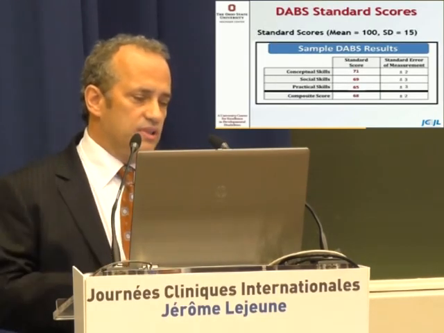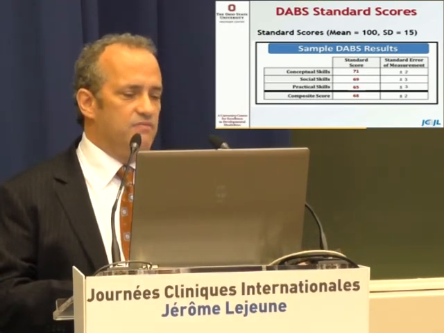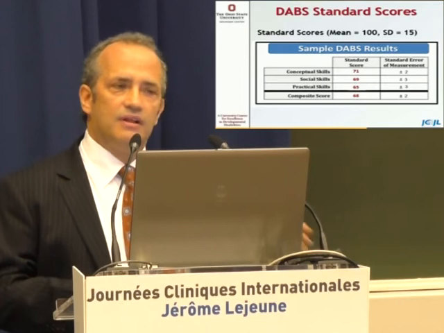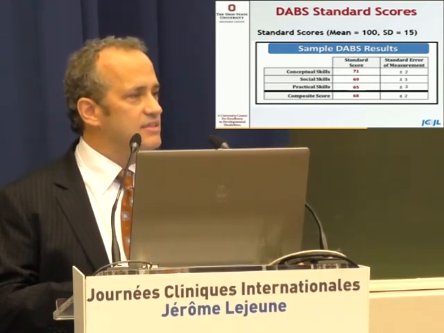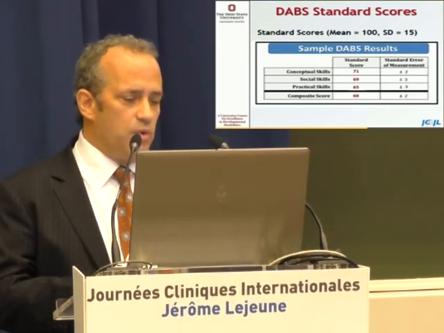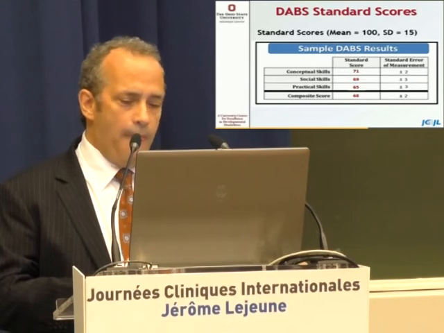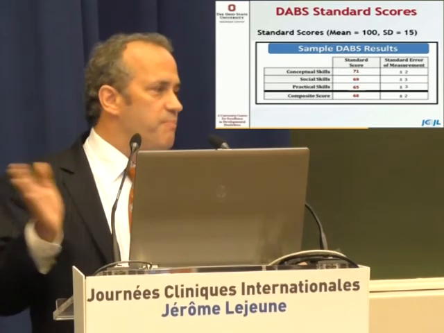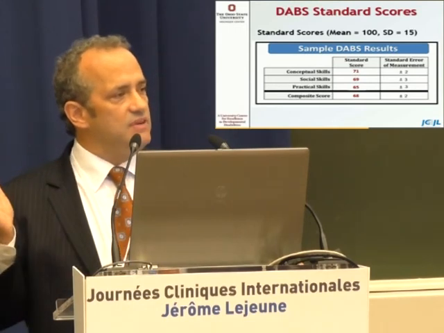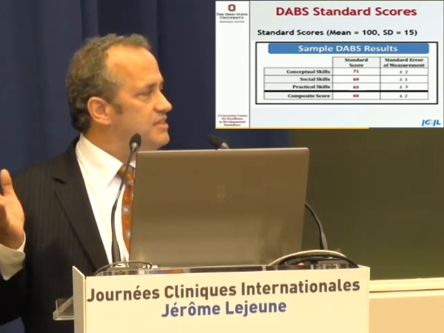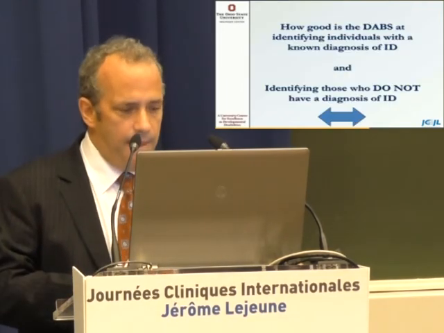All right, so this is sort of what the results would look like. Standardized scores are based on a mean of 100, standard deviation of 15. There's no law requiring us to do that, but that's general practice in standardized tests. And we provide a standard score on conceptual, social, and practical. And you see the standard error of measurement is really dependent on what items are responded to. If all 75 items are answered, the SEM will be at its lowest because all the information is maximal.